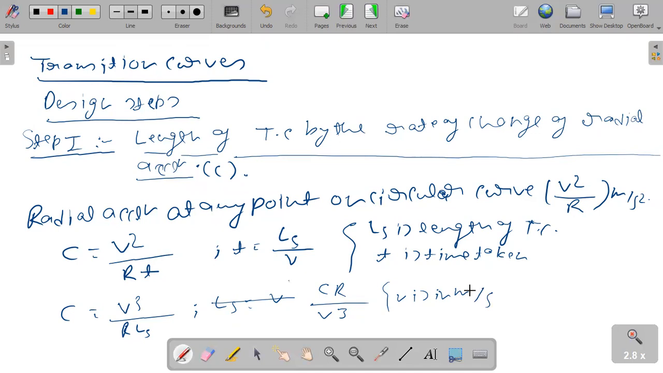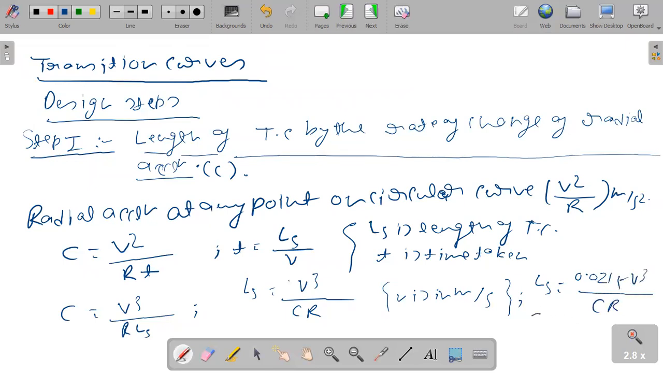And also, Ls is equal to v cube upon c R, where v is in meters per second, and if v is in kilometers per hour, then we have the formula Ls equal to 0.0215 v cube upon c R. Here v is in kilometers per hour. So this is all about transition curve step first.